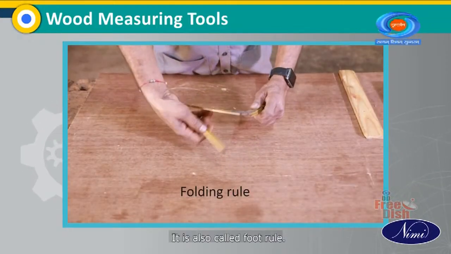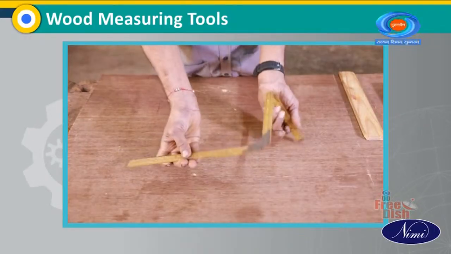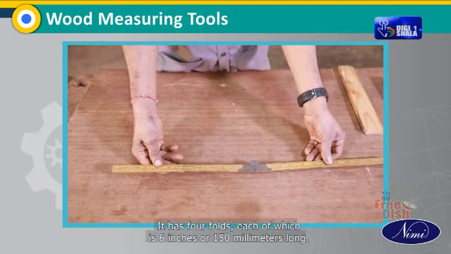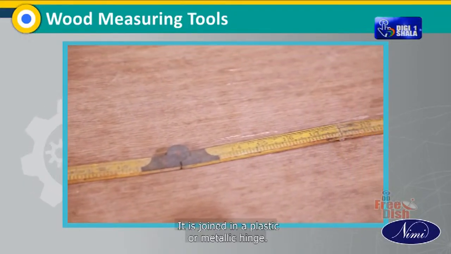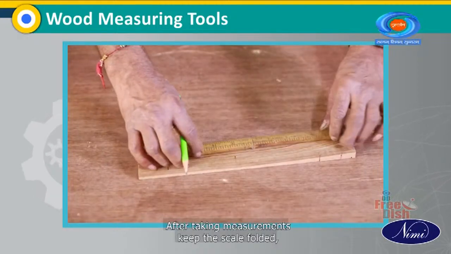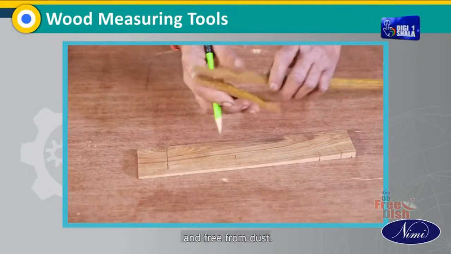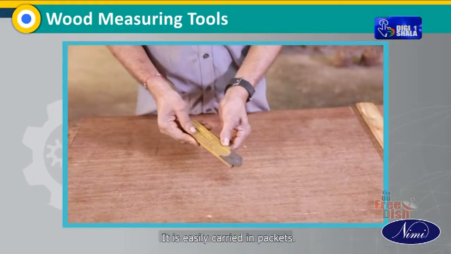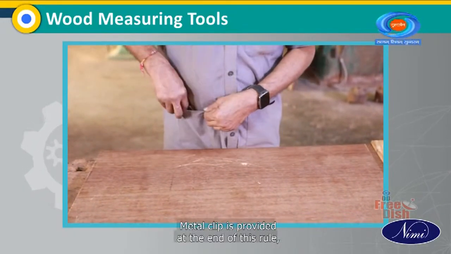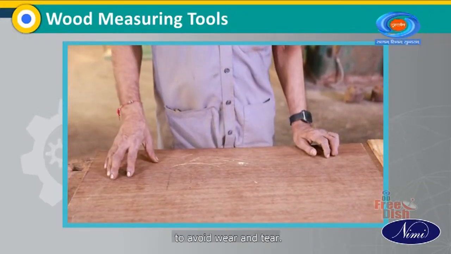Folding rule. It is also called a foot rule. It has 4 folds, each of which is 6 inches or 150 millimeters long. It is joined with a plastic or metallic hinge. After taking measurements, keep the scale folded and free from dust. It is easily carried in pockets. A metal clip is provided at the end of this rule to avoid wear and tear.